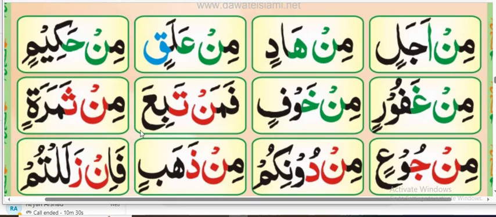Now the red examples are for the rule of ikhfa, because the rule of ikhfa says to hide the sound of noon sakin and tanween, and we have read that there are 15 letters. If they come after noon sakin or tanween, then we have to hide the sound of noon sakin or tanween. Over here it is faman tabi'a. After noon sakin, the letter ta is there and ta is one of the 15 ikhfa letters. Here we have to hide the sound of noon sakin by gunna.